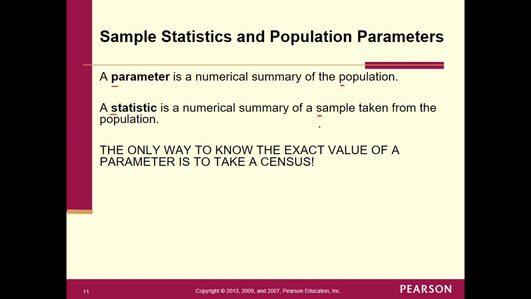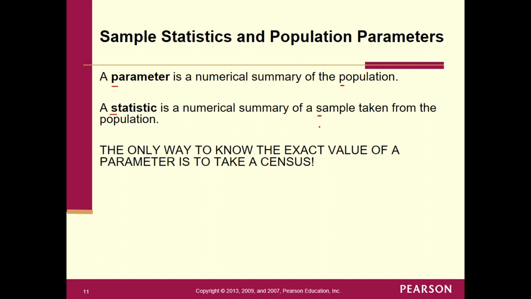In the United States, we take a census every 10 years. Why do we only take it every 10 years? Because it costs so much money. It takes a lot of time to do it. It's quite inefficient, but by law, we have to do it. So we go ahead and do it, but we only do it every 10 years because it costs so much.